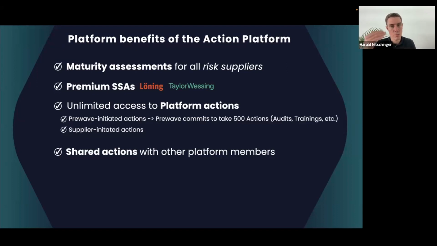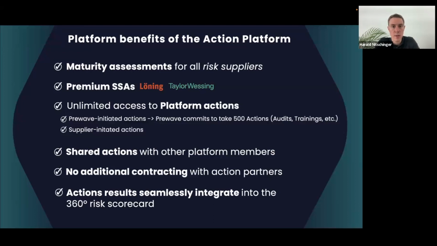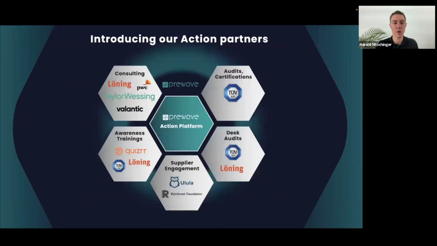So if our 100+ customers identify risks at a shared supplier, they can combine the efforts and jointly take action with that supplier. And this is precisely the point that Sebastian mentioned in the beginning, of cooperating between companies on an industry level to combine the leverage over that supplier. A main benefit of the action platform is also that it doesn't require additional contracting. So you contract once with Prewave to become a member of the action platform, and you can then execute these actions through the action platform without the need to contract with each individual partner around audits or trainings. And last but not least, all actions that are taken with these partners are then integrated back into the Prewave 360-degree scorecard seamlessly, so that you can then report to the authorities.